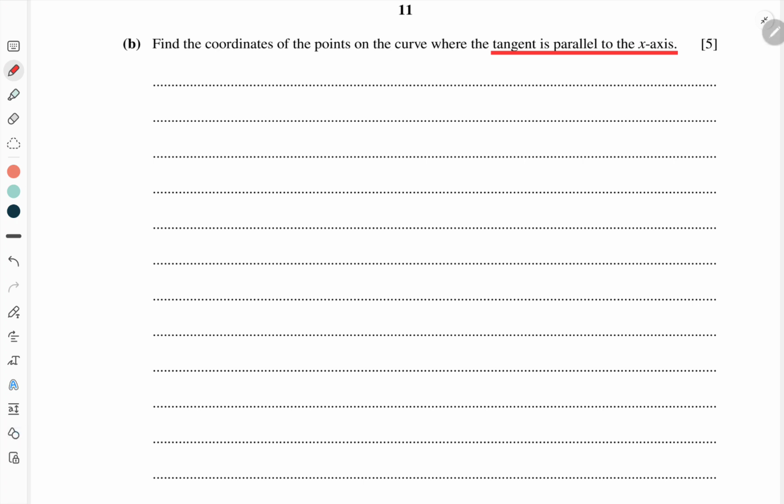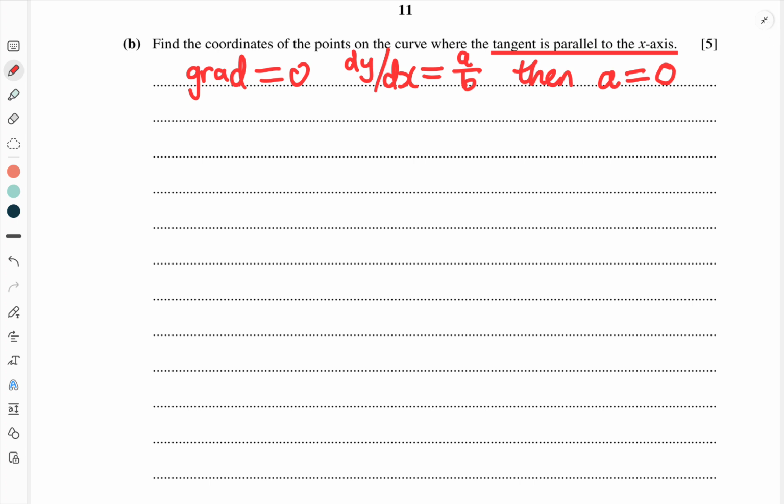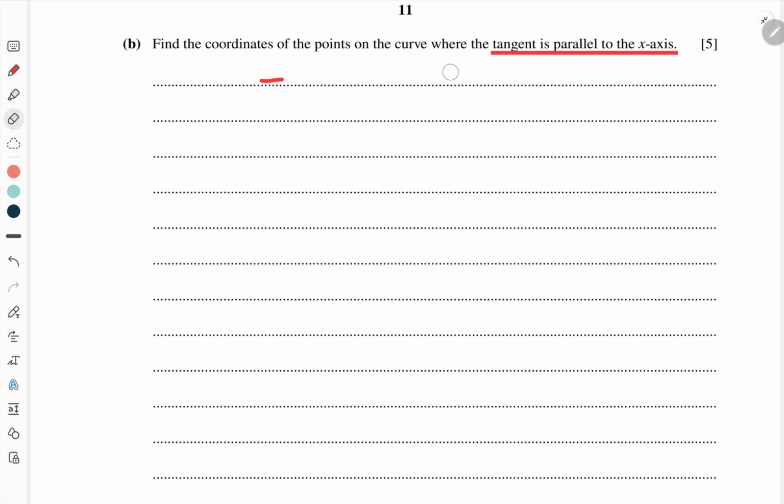When a tangent is parallel to the x-axis, this implies its gradient is 0. This also implies that if you have your dy/dx as a fraction, then you can equate the numerator to 0. So, find the coordinates of the points on the curve where the tangent is parallel to the x-axis. They want a full set of coordinates, having both x and y.